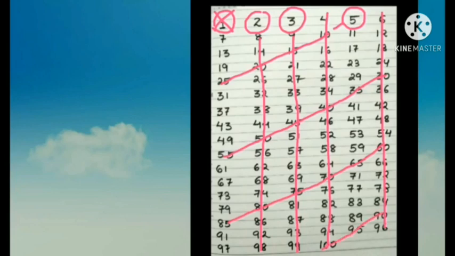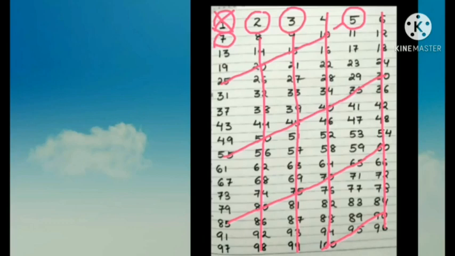Now let's move to the next one-digit prime number, that is 7. Here we need to encircle the number 7. 7 is also a prime number. It is divisible by the number itself and 1. Now we need to cut all those numbers which are divisible by 7. Diagonally also we need to cut all the numbers.